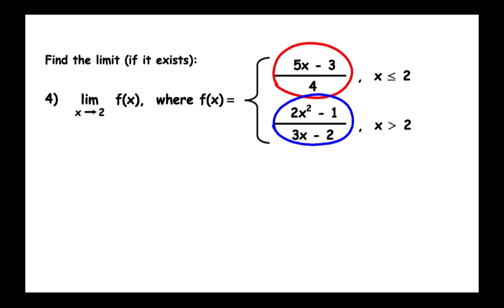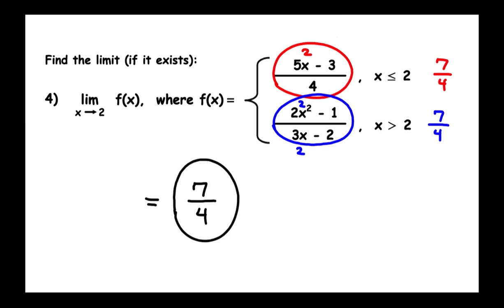All right, so let's plug a 2 into each one. Let's start up top and see what happens. 5 times 2, that's 10 minus 3, that's 7/4. Okay, 7 over 4. All right, let's try a 2 into the denominator of both places. 2 times 2 times 2, that's 8 minus 1. That's 7. This has a chance. 3 times 2, 6 minus 2, that is 4. They both head towards the point 2 comma 7/4. So yes, there is a limit, and the limit is 7/4.